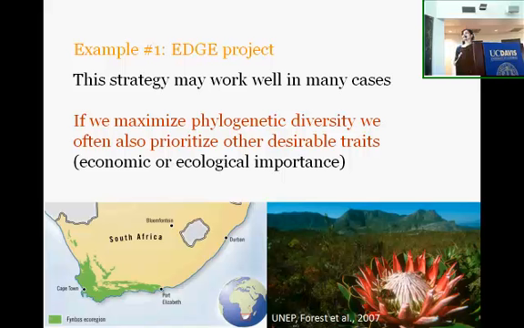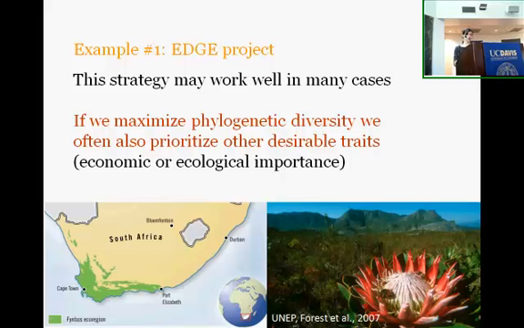So the EDGE strategy actually seems to work very well. There's been a lot of papers in many different systems suggesting that if we maximize phylogenetic diversity, we also catch a lot of other traits that we care about. So if we try to save a diverse number of things, then a byproduct of that is we end up with diverse ecologies, diverse life histories, diverse organisms that serve different ecosystem functions, and also that have economic importance for human use. So this is just one example from the Fynbos region in South Africa.